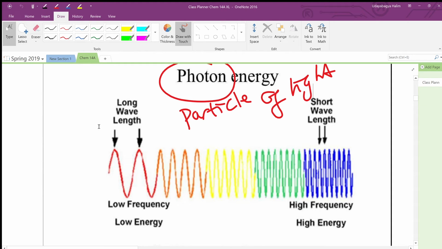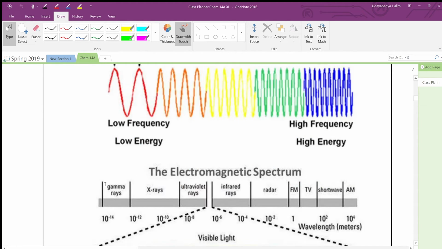Whereas if we have light like this, the redder portion of the light oscillates every 700 nanometers, or 700 times 10 to the power of negative 9 meters. So they're fairly short.